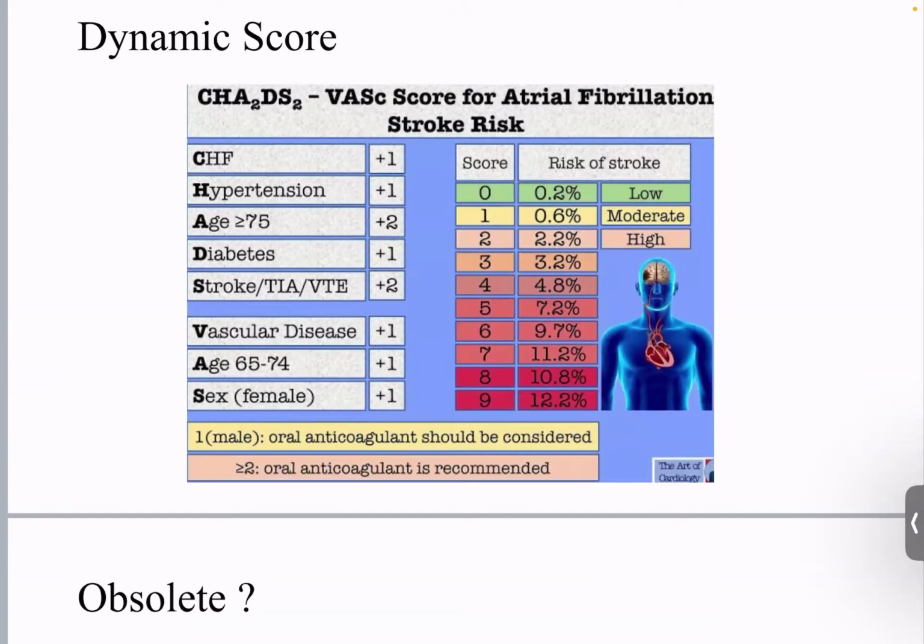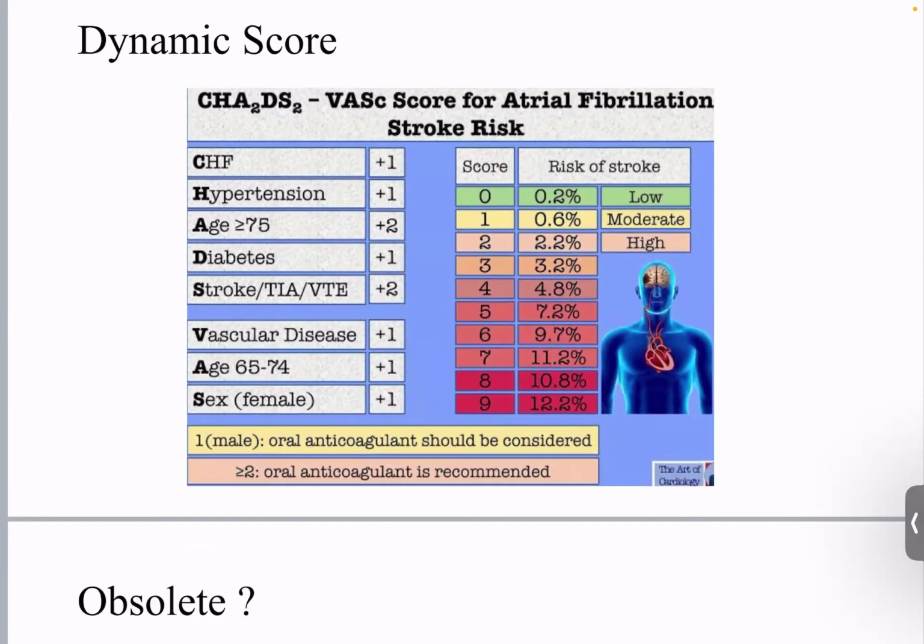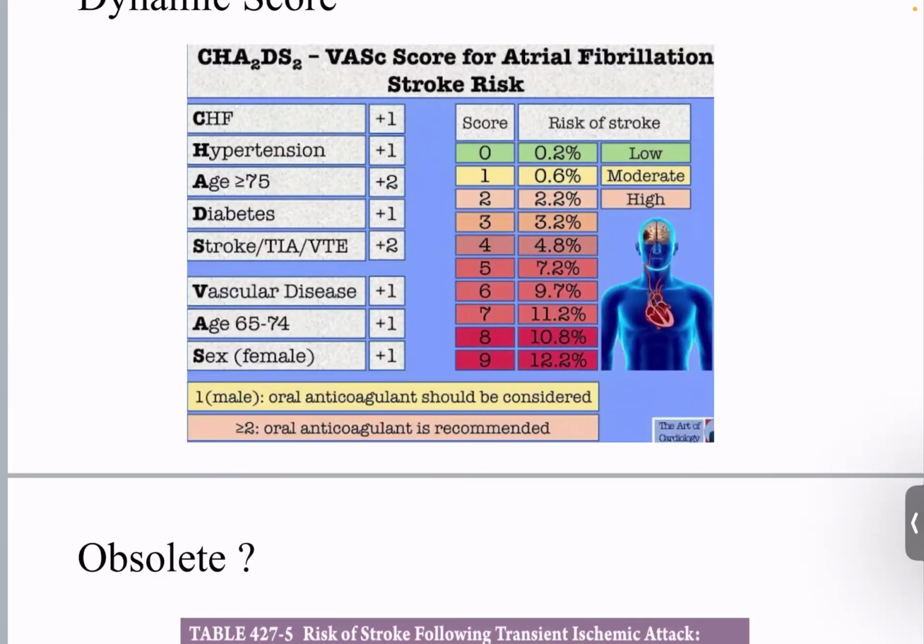This CHA2DS2-VASc scoring system, as you know, is for assessing the stroke risk in patients with atrial fibrillation, where C stands for congestive heart failure, H stands for hypertension, A stands for age more than 75 years, D for diabetes, S for stroke or TIA or thrombotic event, V for any other vascular disease, A for age between 65 to 74, and Sc for female sex, out of which all criteria score one, and age more than 75 and previous stroke or TIA score 2. For a score of more than or equal to 2, oral anticoagulation is recommended, and for a score of 1 it depends upon the patient's risk.